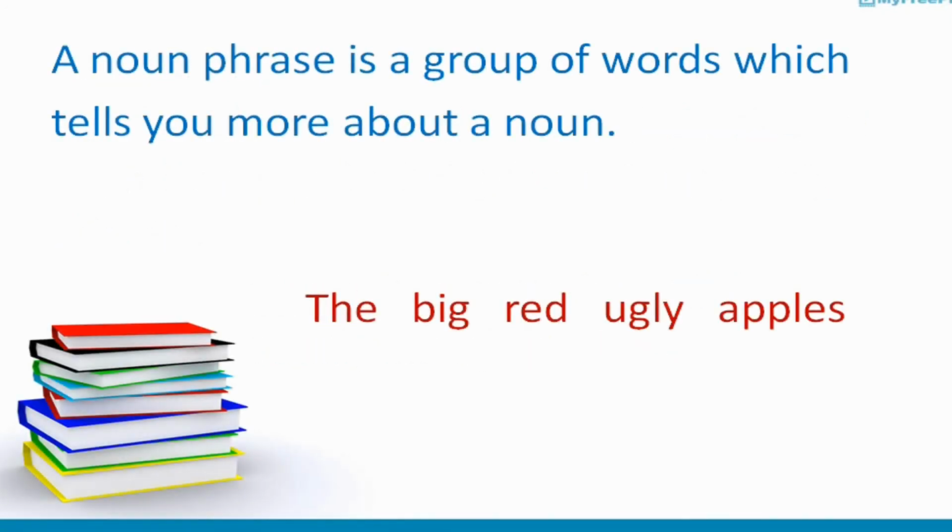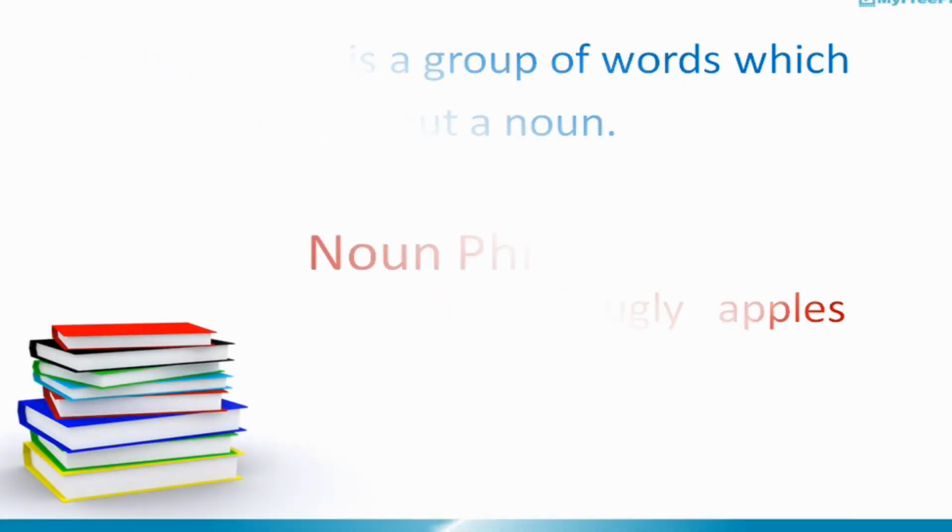Now, let's have a conclusion. A noun phrase is a group of words which tells you more about a noun. For example, the big, red, ugly apples. In this phrase, apples is a noun and it is the head word. That's why we call it a noun phrase. And the rest of these four words tell something about the noun. One is a definite article and three are adjectives.